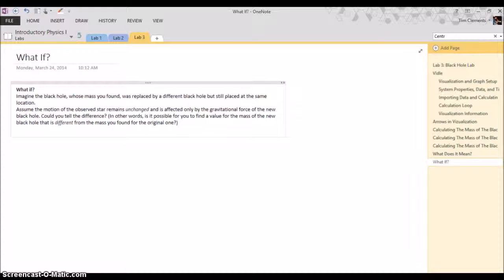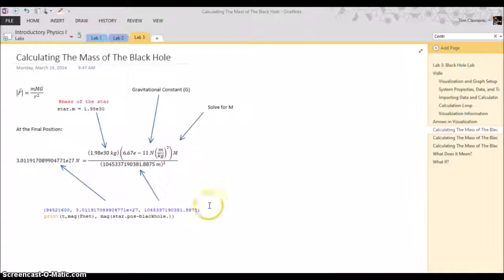Imagine the black hole whose mass you found was replaced by a different black hole but still placed in the same location. Assume the motion of the observed star remains unchanged and is affected only by the gravitational force of the new black hole. Could you tell the difference? In other words, is it possible for you to find the value for the mass of the new black hole that is different from the mass you found of the original one? No. The question assumes that none of these values change. If none of these values change, we will always end up with the same answer.